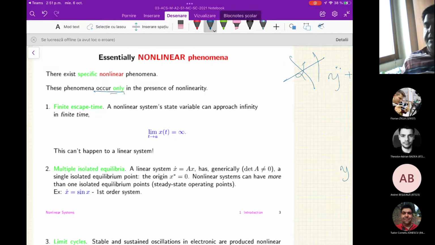I'm talking to the Romanian students. In the Romanian language, we do not directly translate finite escape time, because we cannot translate it, and we actually call it in Romanian vertical asymptote.